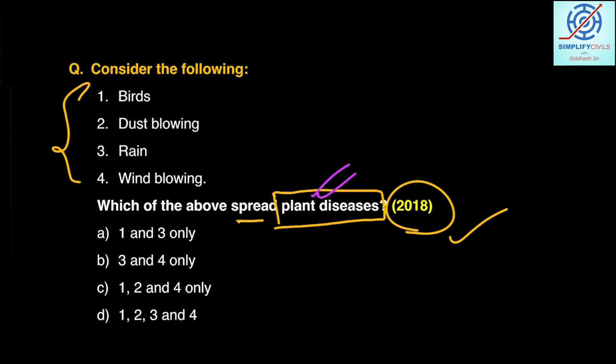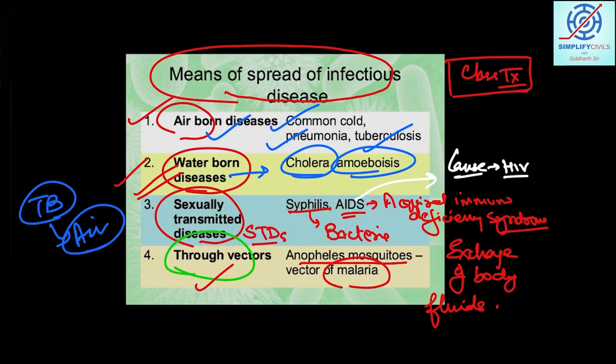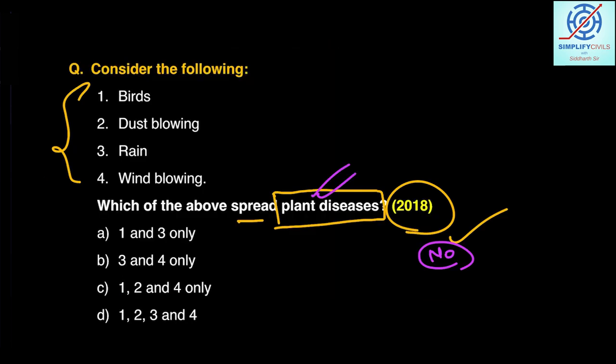So if somebody asks me, sir, do we need to understand and know all the kinds of diseases that happen to plants, animals, insects? Is it possible to learn everything? I would say no. You need not learn everything. Let's look at the options. And if you have already read this topic, it will be easier for you to answer this question.